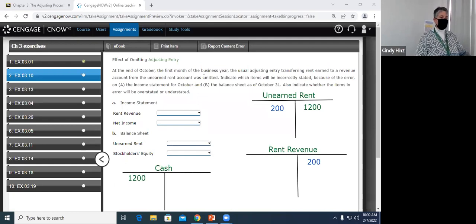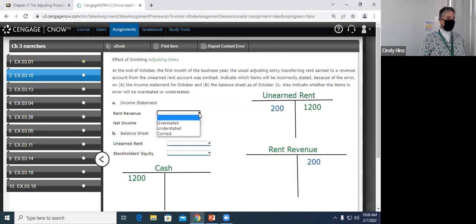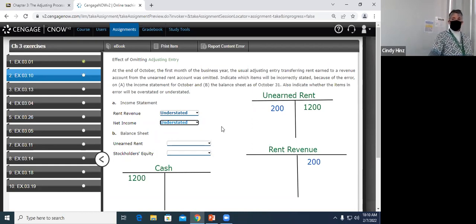What we're told in this exercise then is someone forgot to make that entry. And we're asked to explain how leaving out that blue entry would impact our financial statements. So the title of this exercise is the effect of omitting that adjusting entry. What happens if we just don't do it? So what happens to our rent revenue? If we didn't include that $200 in rent revenue, is our rent revenue over or understated, or is it correct? It's understated. Yep, we're missing that $200. And if we're missing $200 worth of revenue, then our income would also be $200 lower than it should be, right? Okay, so we just understated our income because we understated our revenue.